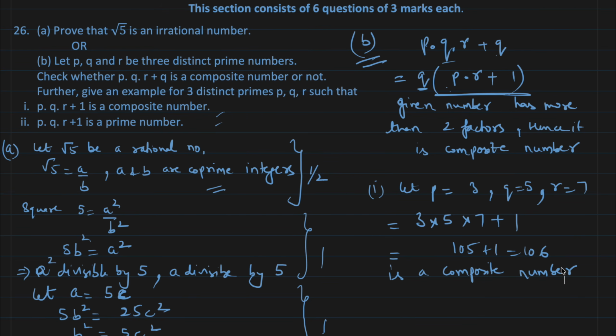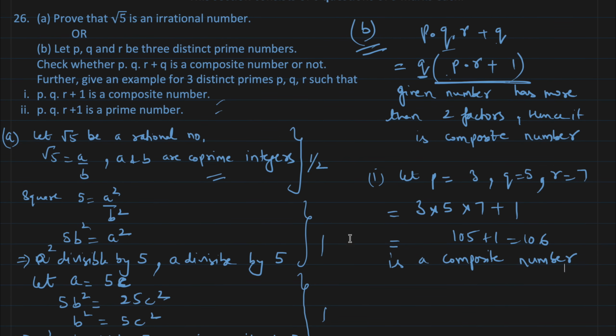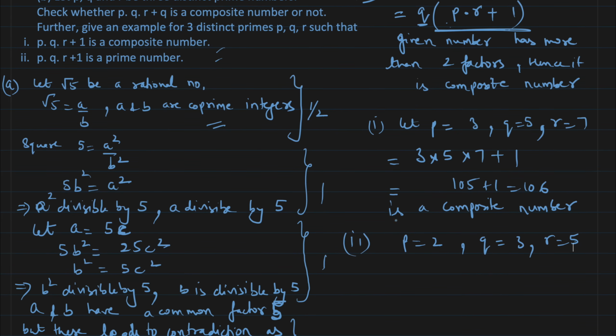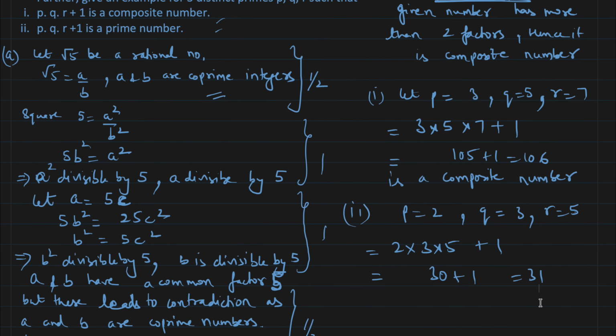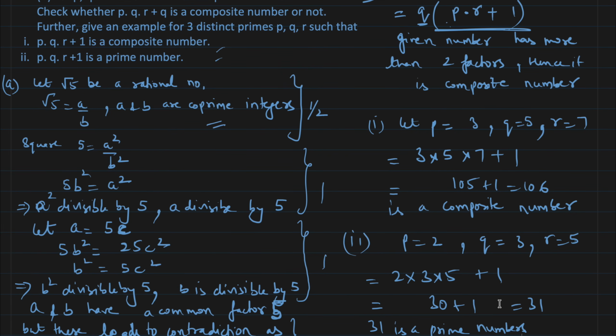Now we have to take a group of 3 such that a prime number comes. We got the composite part, right? Let's try 2 as p, q is 3 and r is 5. 2 into 3 into 5 plus 1. That is 30 plus 1, we got 31. So 31 is a prime number. I took very simple numbers, students. You could have taken others also, but better go for simpler ones only, right? So we got it.